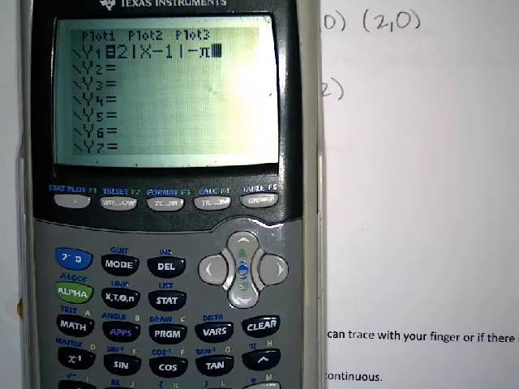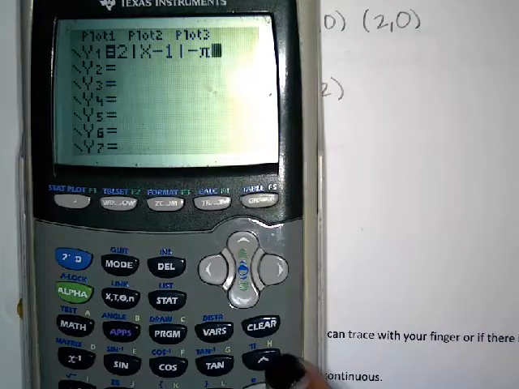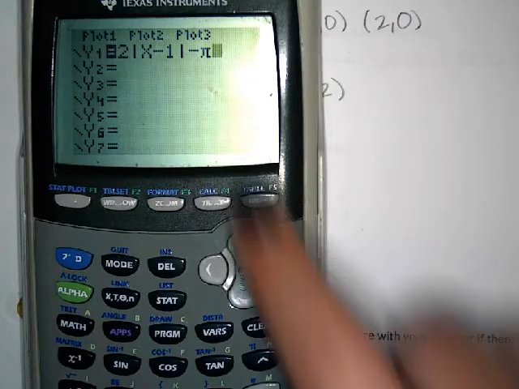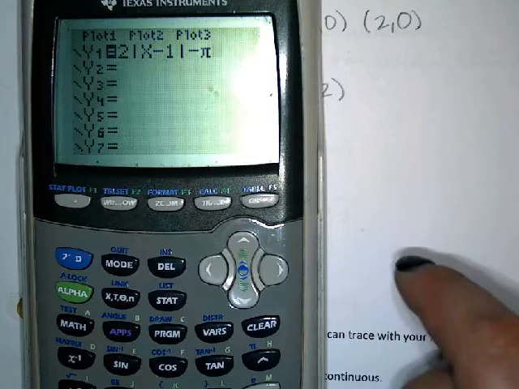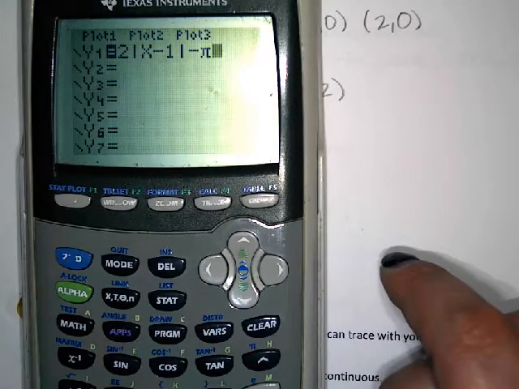It'll close it automatically. Or no, you should close the parenthesis. Sorry, I forgot about that. Good question. Second up arrow, this one right here, underneath the clear key. Okay. And then everybody should have the equation written. Is that what everyone has? We all good? We all got it?